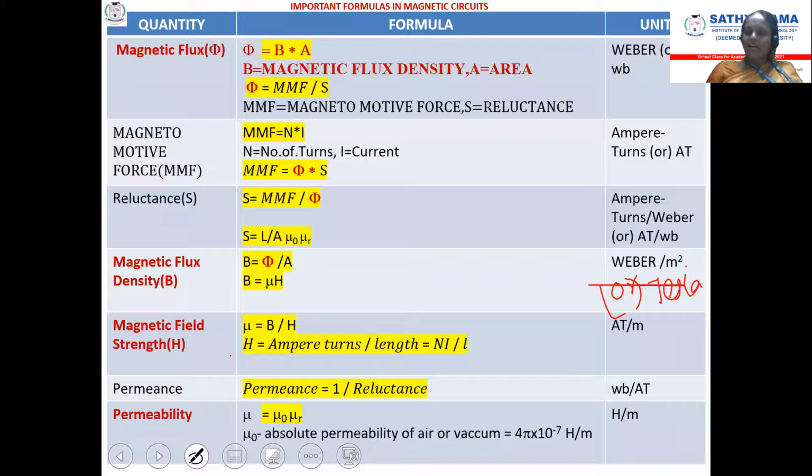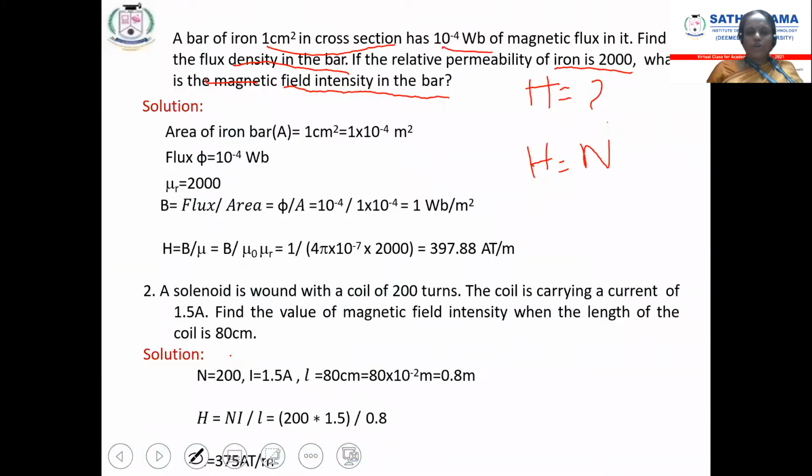I have Ni by L, and B by H. Okay, B equal to nu H. So you have to know I am having only 2 formulas: Ni by L, and you all know B equal to nu H or H equal to B by nu. But I can't take this formula because the number of turns is not given, and the current flowing in the coil is not given. Only length alone is given. So obviously I have to go to this formula only, B equal to nu H.